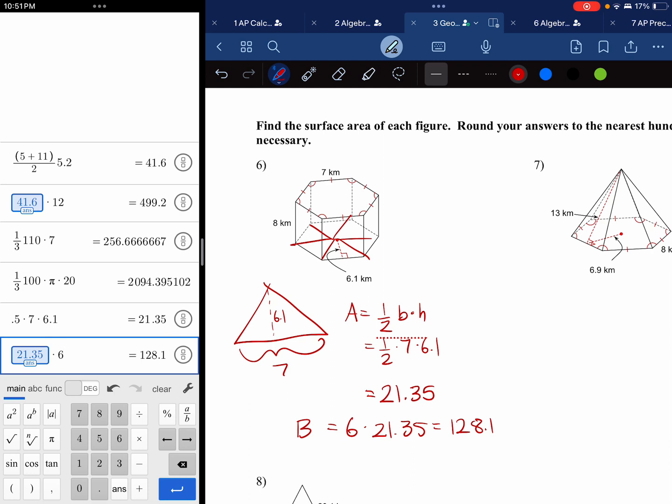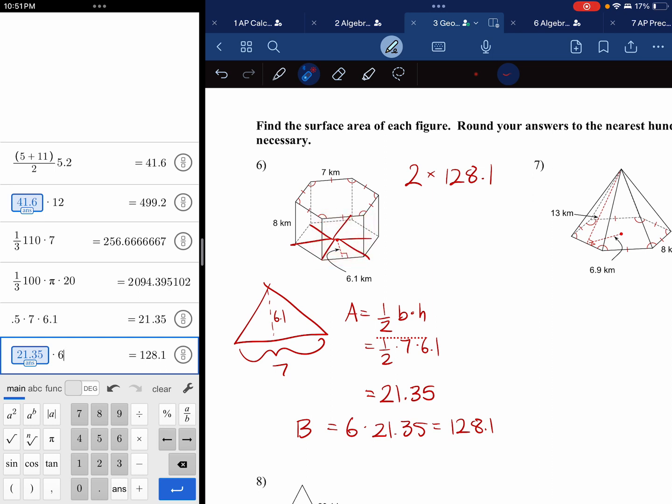And then I just need to multiply. Okay, so that's one of them, right? I'm thinking about surface area. I have 1 on the top, 1 on the bottom, for a total of 2 of those. So I have 2 of these 128.1s. And what about this shape right here?